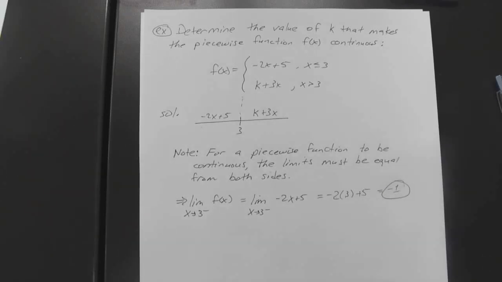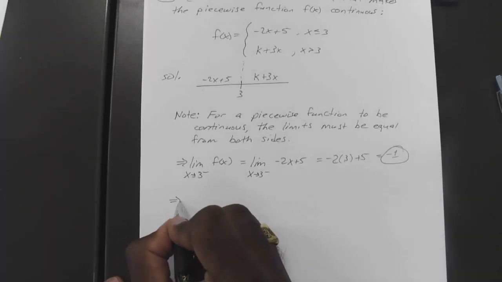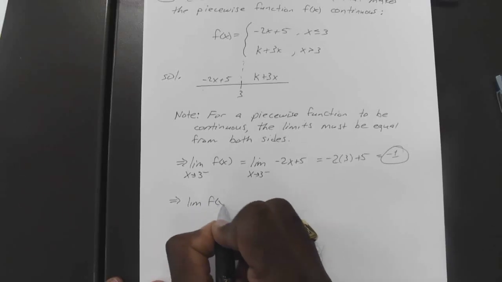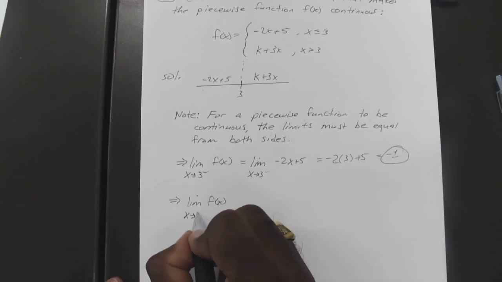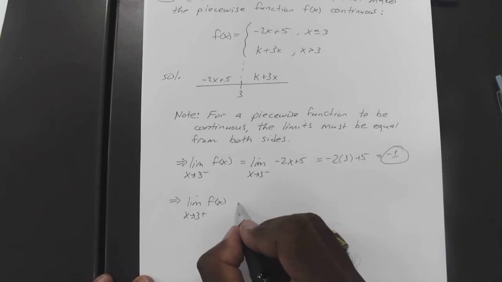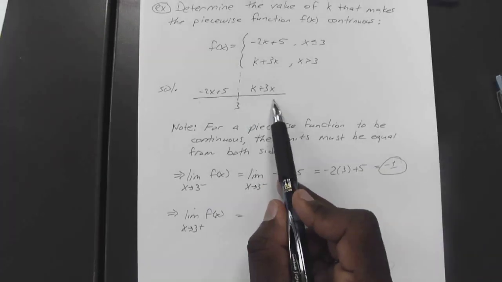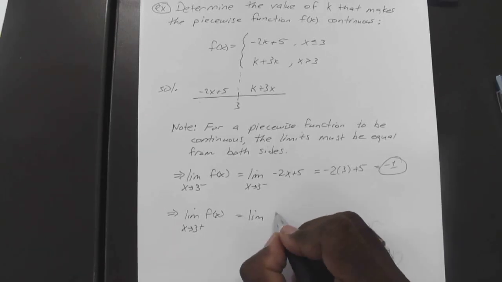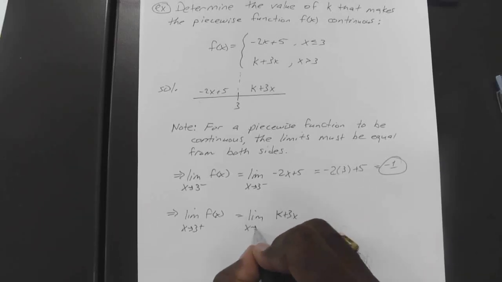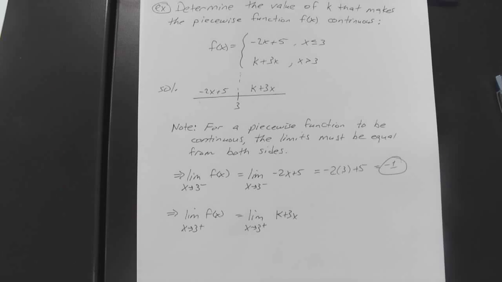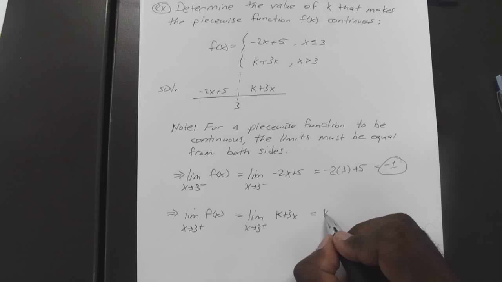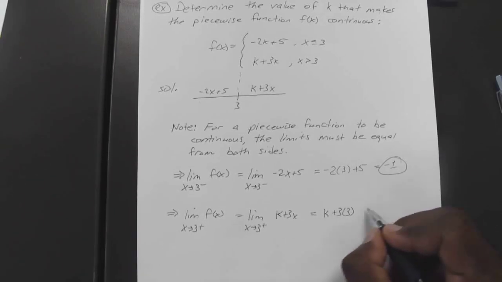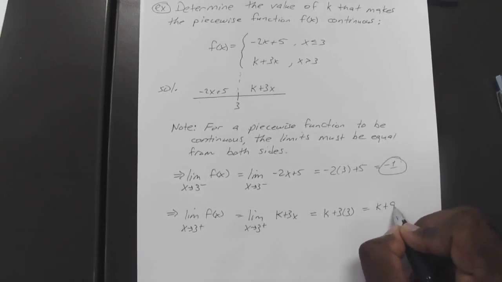Okay. So we also know that the limit of f of x as x approaches 3 from the right, when you're approaching 3 from the right, this is your f of x. So you have the limit of k plus 3x as x approaches 3 from the right. And again, you just replace your x with 3. So that's k plus 3 times 3, or k plus 9.